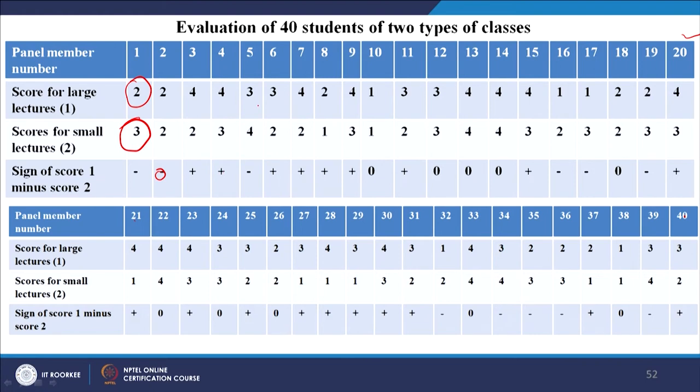4, 3 plus, 3, 4 minus. So, you can understand 3, 2 plus. So, the preference is here, again here, and here. There is no preference, it is a tie, similar to the one here. Then again preference, no preference, no preference, no preference, preference, and so on. So, you can carry on till the 40th, and you have done it.